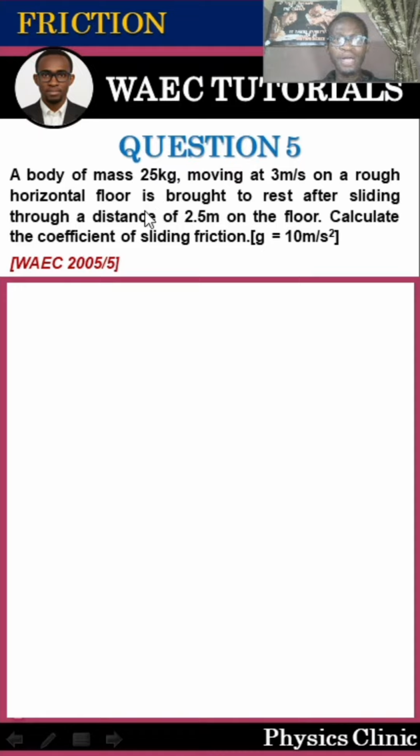So we are being asked that a body of mass 25 kg moves with this, that is 2 meters per second on a rough horizontal floor, is brought to rest after sliding through a distance of 2.5 meters on the floor. Calculate the coefficient of friction, and they gave us the acceleration due to gravity. So how do we solve this question? So we'll go straight to the solution.